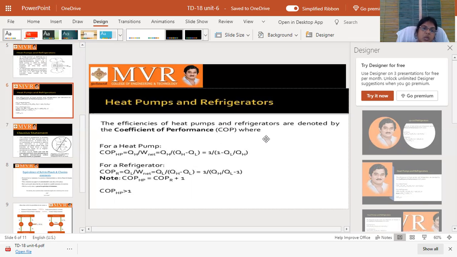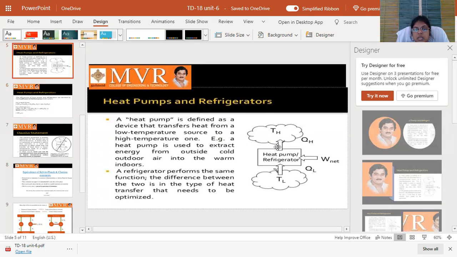For a heat pump, COP is heat supplied to work done net. In thermal efficiency it is work done net to heat supplied, but COP is equal to the desired effect to work done net. Already I told you, students: where do we get the desired effect? In a heat pump, the desired effect we get is at TH, that is nothing but QH. For a refrigerator, the desired effect is QL, that is TL.